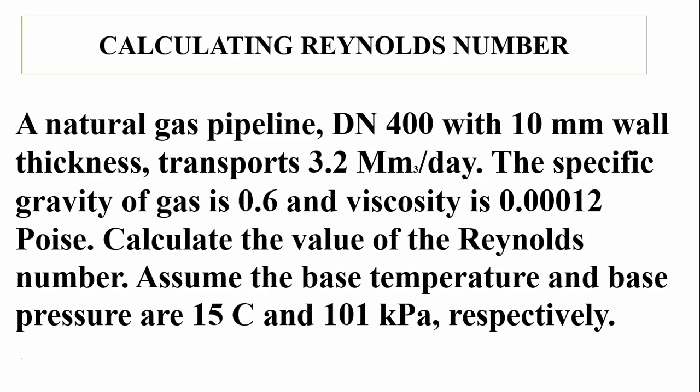Now, let's begin. The Reynolds number is equal to the density of the gas at that condition times the velocity times the internal diameter of the pipe divided by the viscosity. But we are given the flow rate. We are not given velocity.